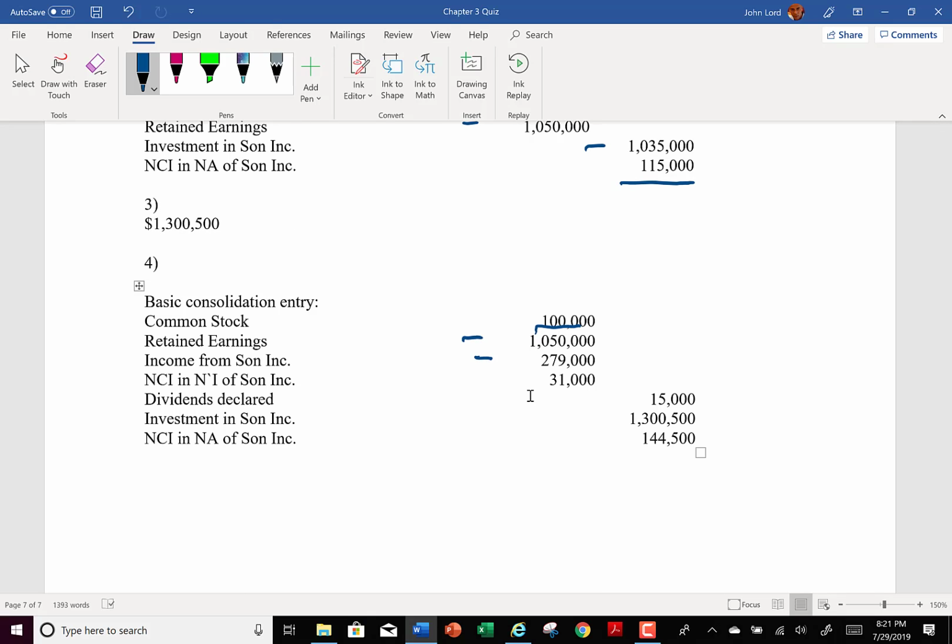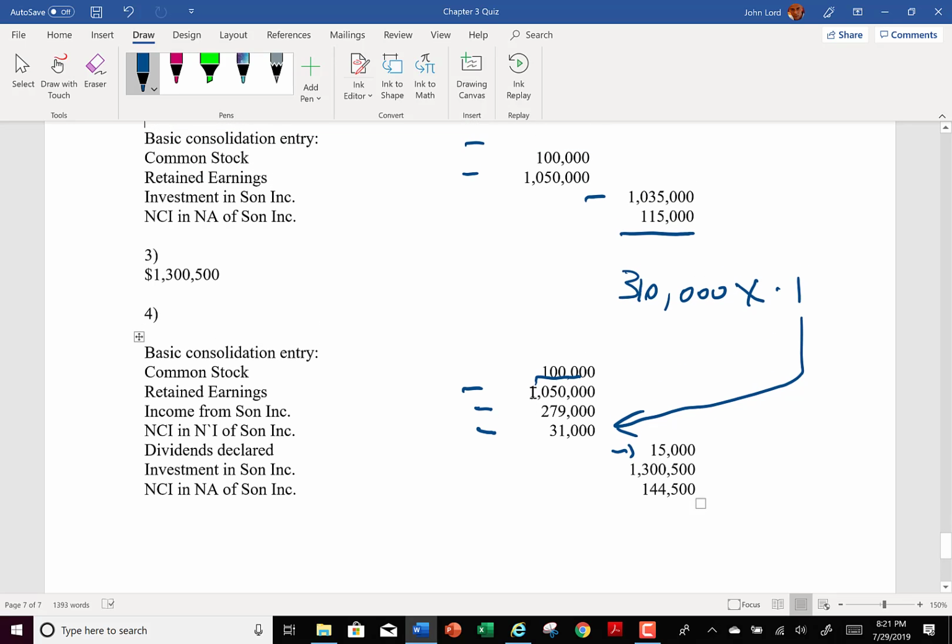Then I might as well take the non-controlling share of that. 310 times 0.10 gives me the 31,000, doesn't it? Might as well do the dividend. They tell me the dividend is 15,000. I get rid of all the dividend, don't I? So they told me the dividend is 15. I get rid of that. Investment in Sun. Okay, let's figure out what's in that investment account. I'm going to put that up on the board.